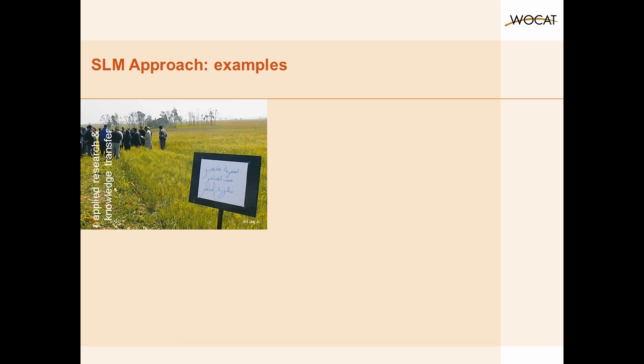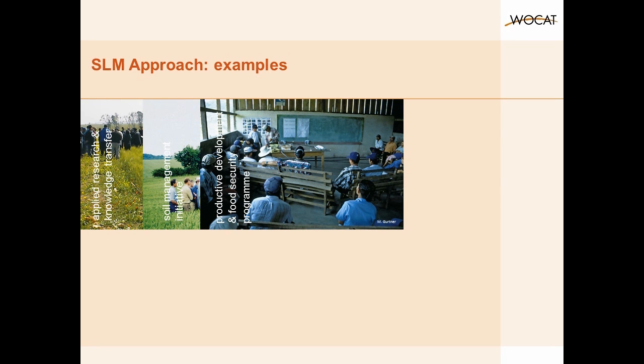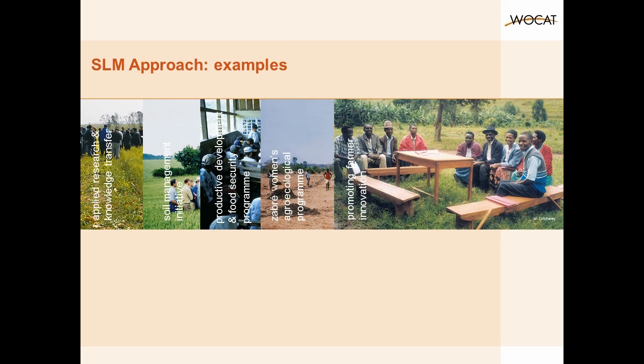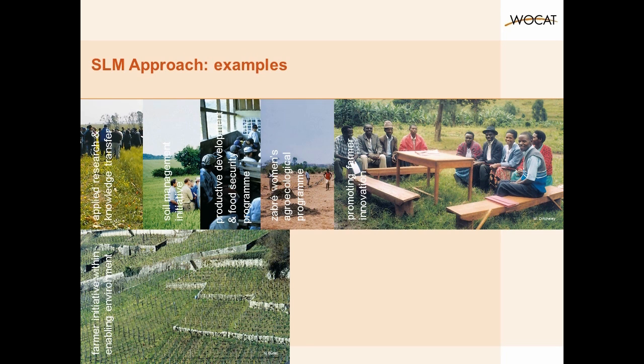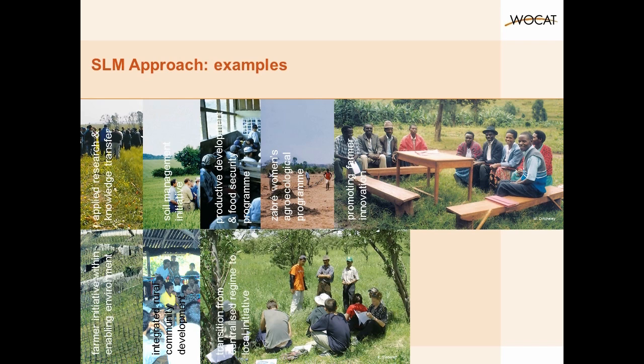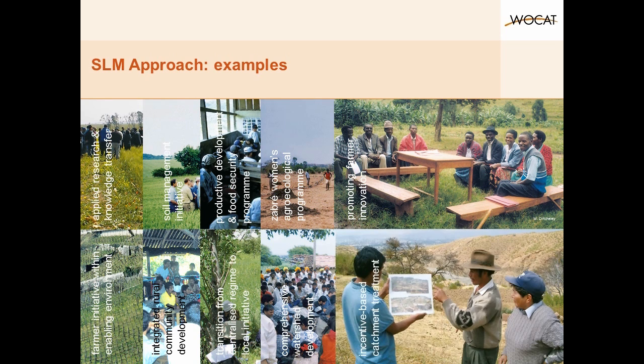Here are some documented examples of SLM approaches: applied research and knowledge transfer, soil management initiative, productive development and food security program, Zabre Women's Agroecological Program, promoting farmer innovation, farmer initiative within enabling environment, integrated rural community development, transition from centralized regime to local initiative, comprehensive watershed development, incentive-based catchment treatment.